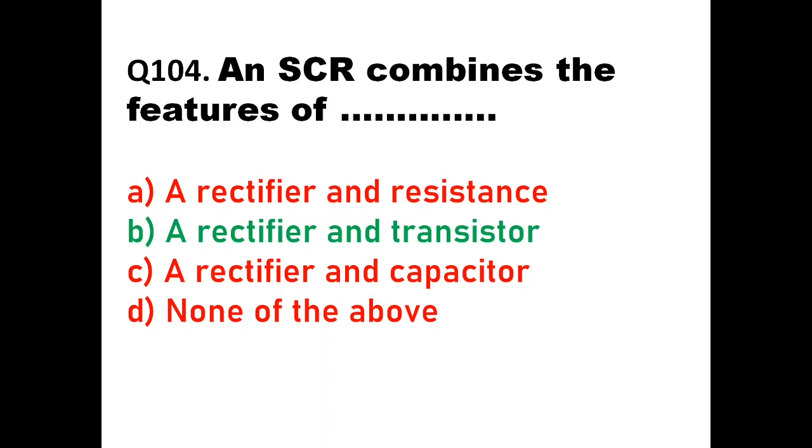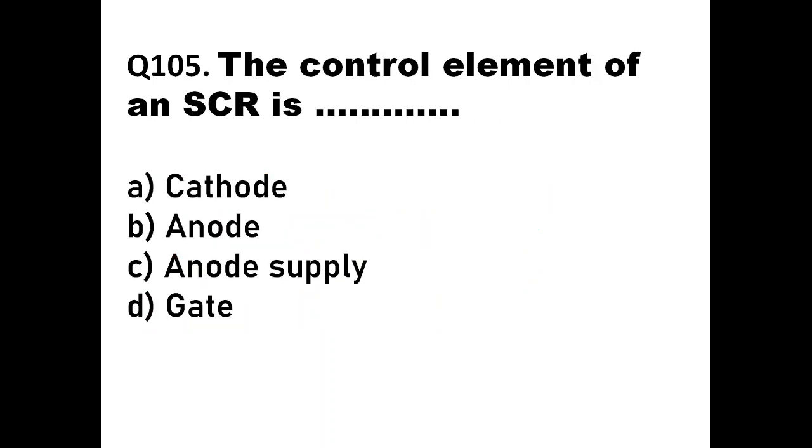Okay. Then we'll go to the next question, question number 105. The control element of an SCR is, okay. Now we know that SCR has three terminals, anode, cathode and gate. Anode will be positive with respect to cathode. But when will the SCR become on in a normal way? In a normal way, SCR will become on only when you give a positive pulse at the gate. And whether you give that positive pulse early or late, the output voltage varies accordingly. That means the control element of an SCR is gate. So here the option is D. The control element of an SCR is gate.